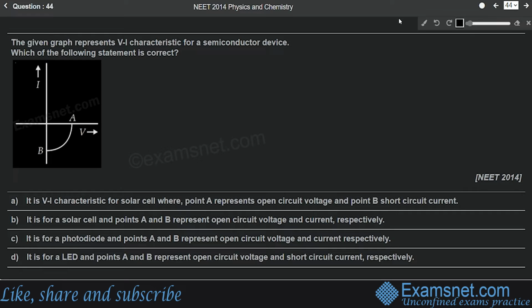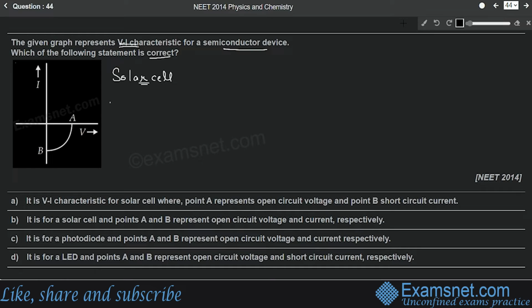Alright, now question number 44 is from the chapter Semiconductor Electronics, and the question is, the given graph represents VI characteristic for a semiconductor device. Which of the following statements is correct? Okay, so this type of graph is drawn for a solar cell.